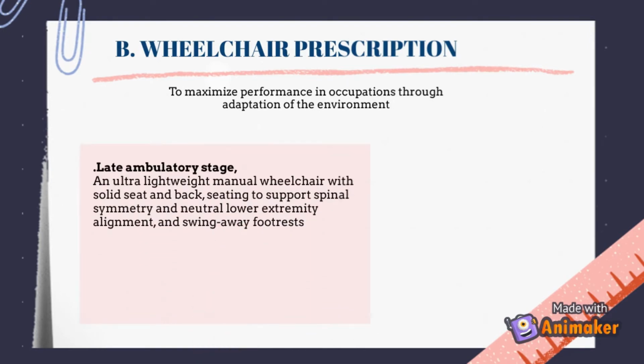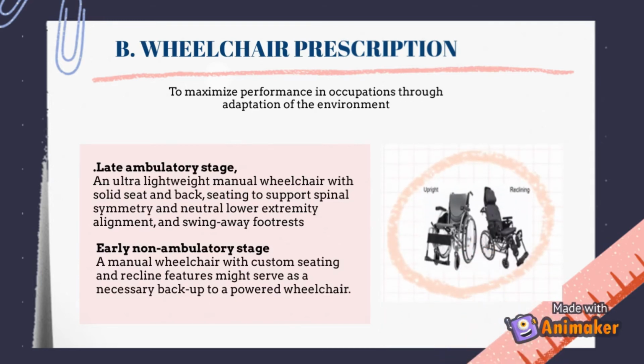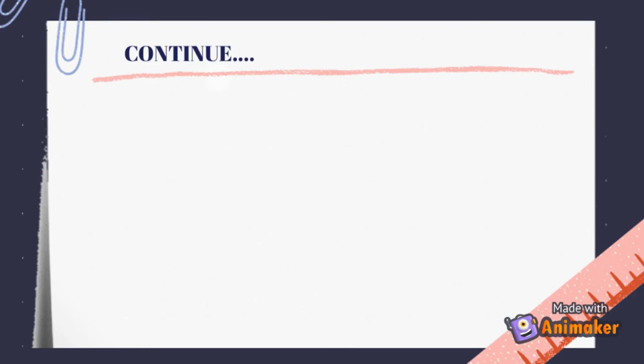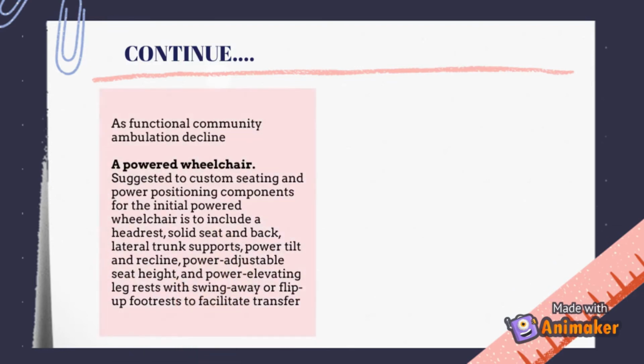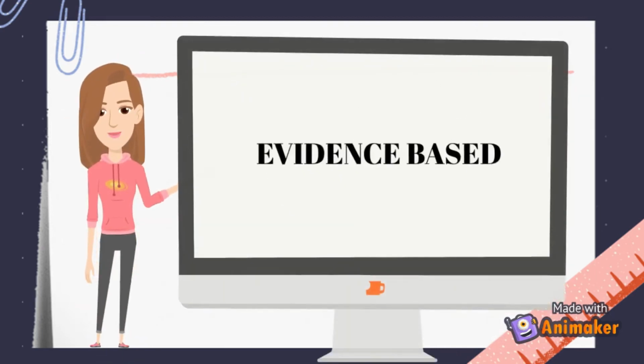Firstly, late ambulatory stage. It is an ultra-lightweight manual wheelchair with solid seat and back, seating to support spinal symmetry and neutral lower extremity alignment, and also swing-away footrests. The second one is early non-ambulatory stage, which is a manual wheelchair with custom seating and recline features, which might serve as a necessary backup to a power wheelchair. The next one, as you can see, a powered wheelchair is also suggested for functional community ambulation. These are the evidence base of passive standing device.